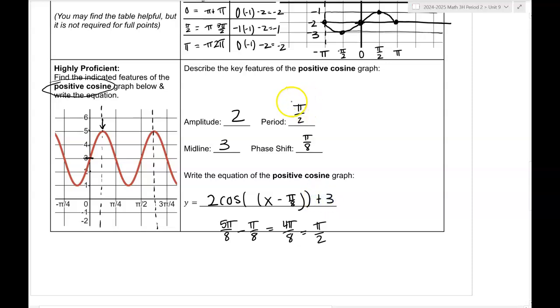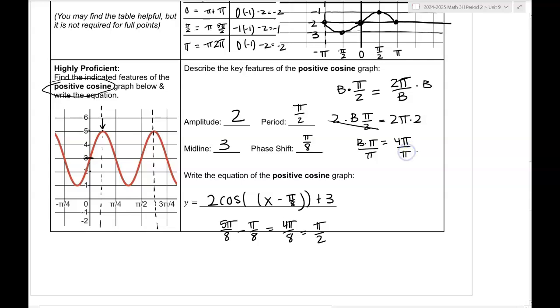All right, with our period as pi halves, we're going to do pi halves equals 2 pi over b. So trading places, b times pi halves equals 2 pi. Then times each side by 2 to get rid of the fraction, 4 pi. And then dividing by pi, so we get b equals 4. And that would be our equation.